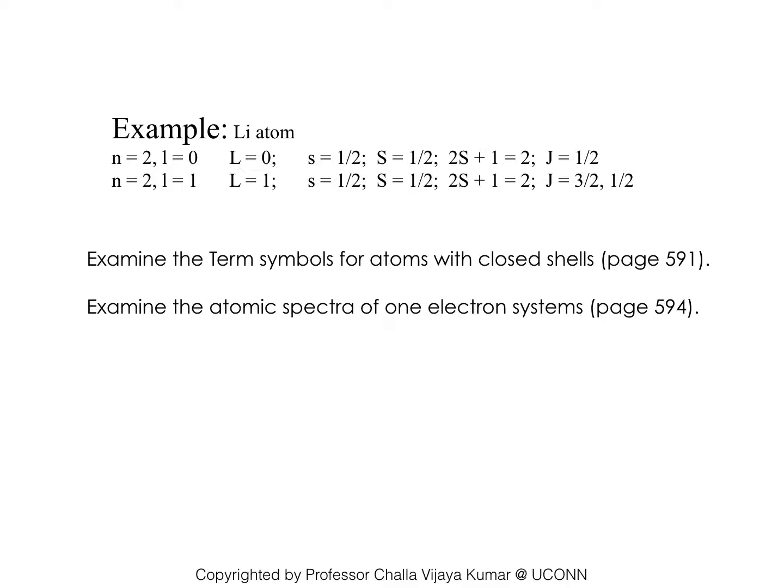Now I would ask you to look at the term symbols for atoms with closed shells, given on page 591. And we want you to examine the atomic spectra of one-electron systems given on page 594. These terms are written so that we can explain all the different sets of atomic absorption spectra recorded in the literature for these elements.